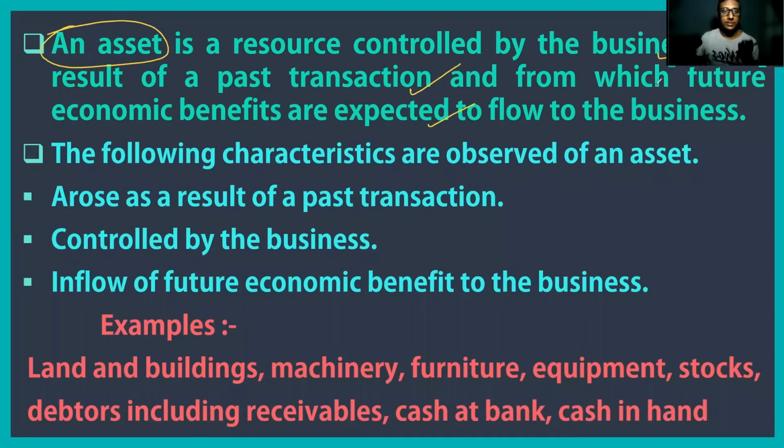Once again, those three characteristics of an asset: arising as a result of a past transaction, controlled by the business, and the third one, inflow of future economic benefits. Here we have some examples. Lands and buildings can be considered as assets. Obvious, right? Machinery, furniture, equipment, stocks, debtors, including receivables.